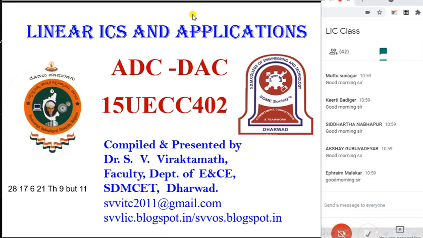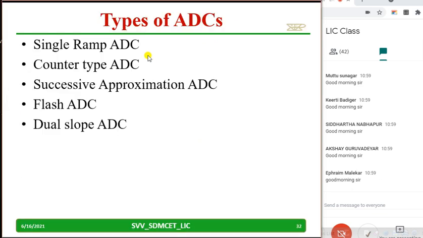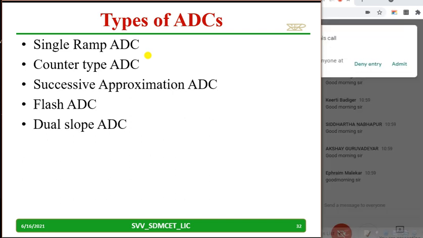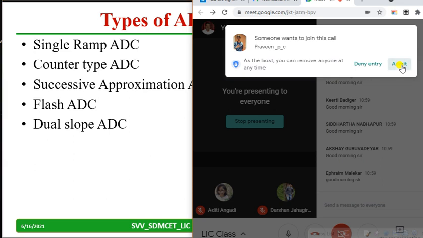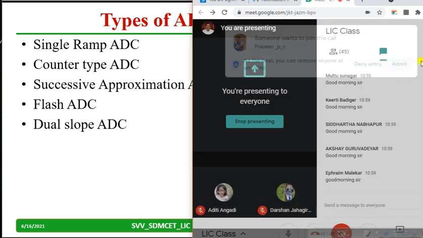Okay, let us start the class. We are discussing the A to D converter, D to A converters chapter, and we have discussed in the last class a single ramp A to D converter and counter type A to D converter. Now we'll try to discuss a successive approximation A to D converter.